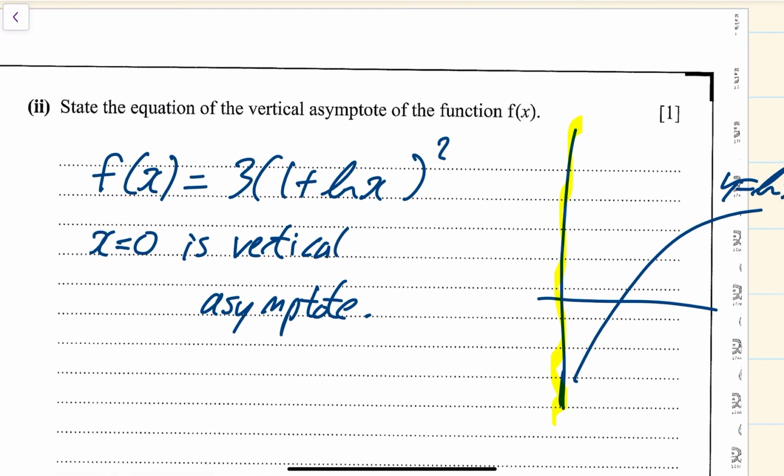So that was my function. My function was 3 upon (1 plus ln x) squared. x equals 0 is going to give you a math error. That means x equals 0 is a vertical asymptote.